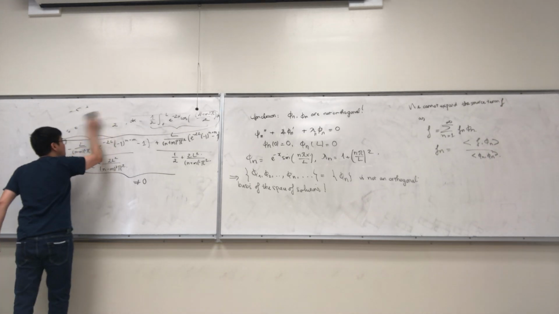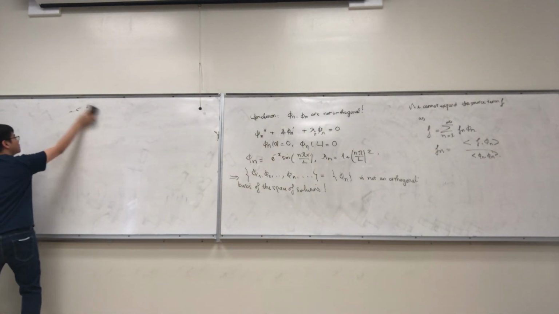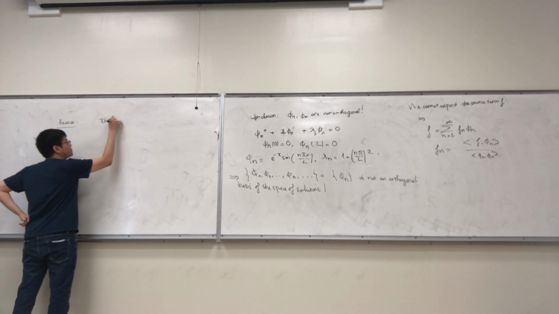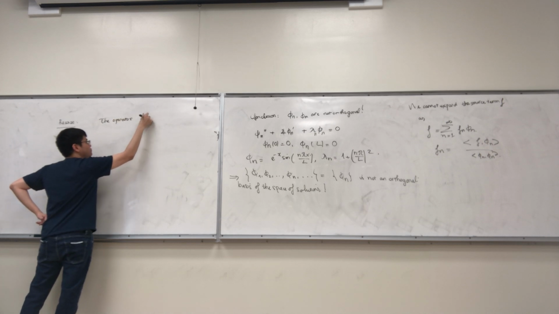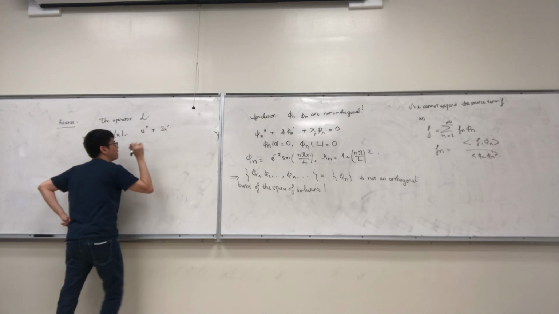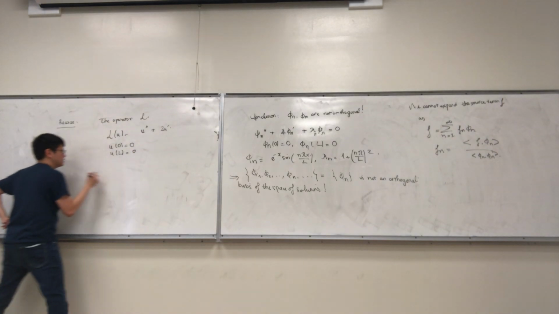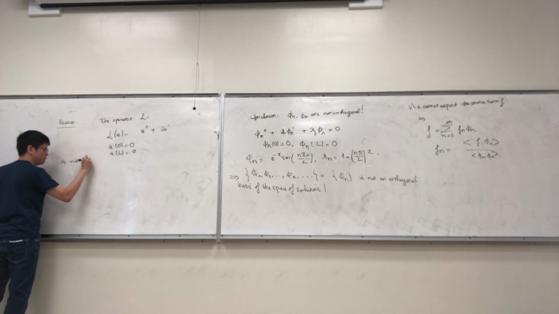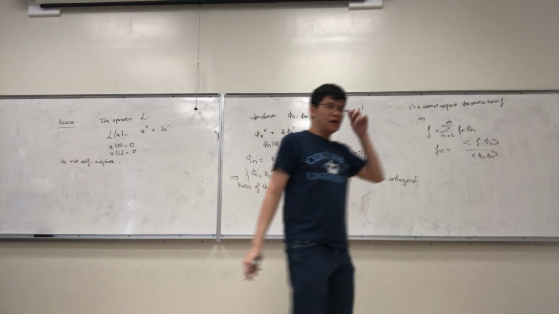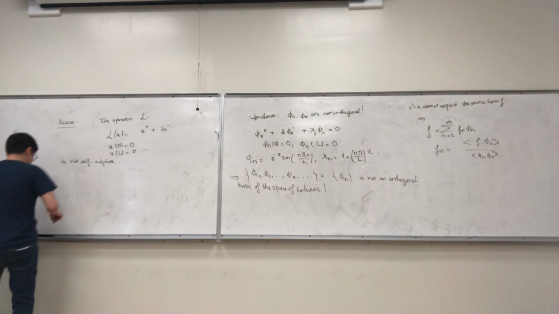So the reason is that the operator L, where Lu is u second plus 2u prime, with u at zero equal to zero and u at L equal to zero, is not self-adjoint. Alright? The whole theory only works when the operator is self-adjoint. So I recall the following things.